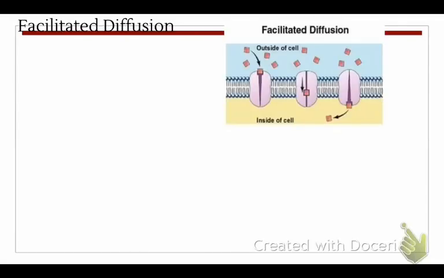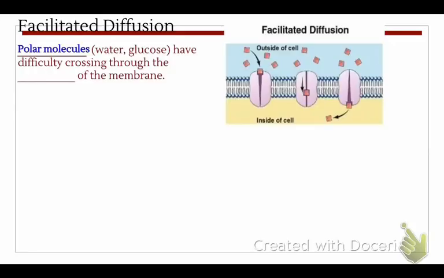Okay, so the first other type of diffusion that we're going to talk about is facilitated diffusion. Normal diffusion just went directly through the cell membrane, right? Today we're going to talk about facilitated diffusion. Polar molecules like water and glucose have difficulty crossing through the lipid bilayer of the membrane, because the membrane is really like a fatty substance. Do oil and water mix well? No. So water and glucose and other things that act similarly have a hard time just mixing with the cell membrane to get through.